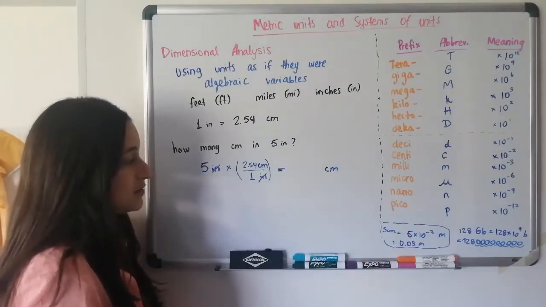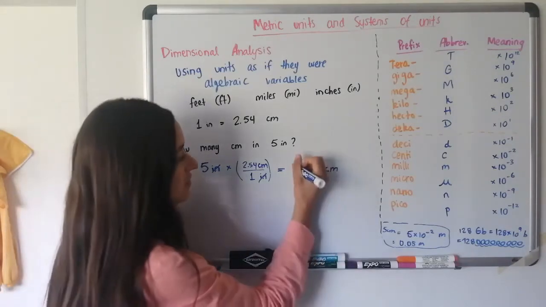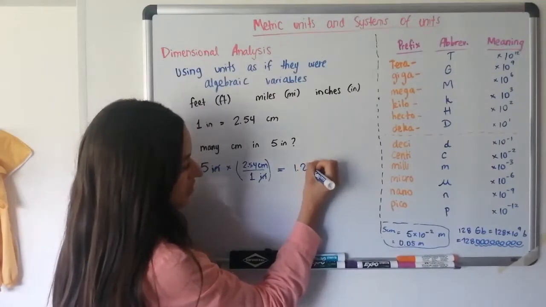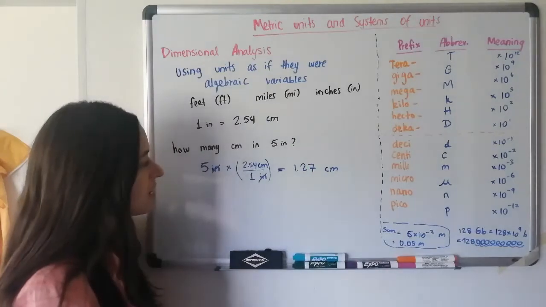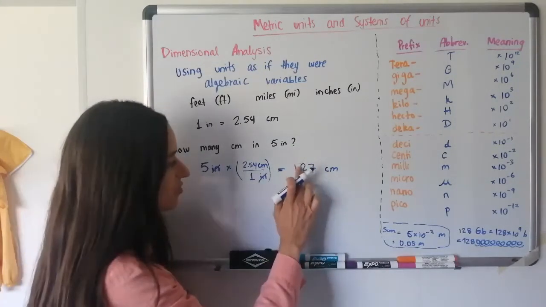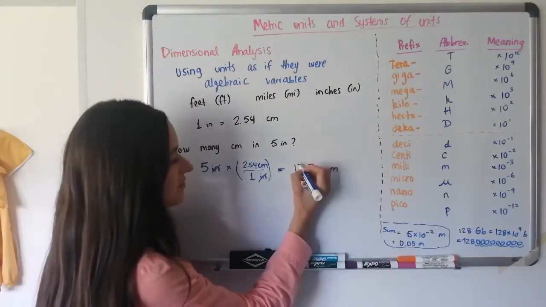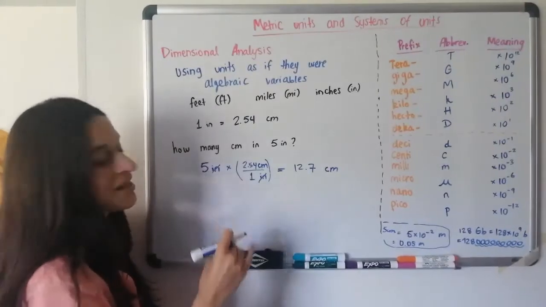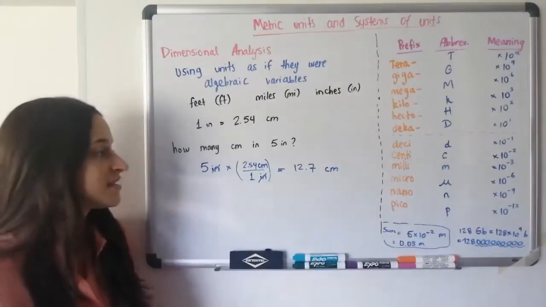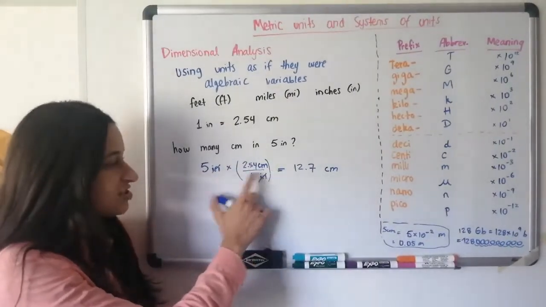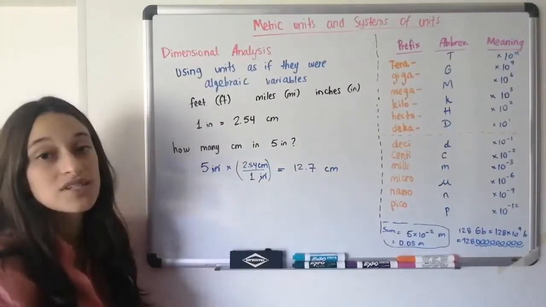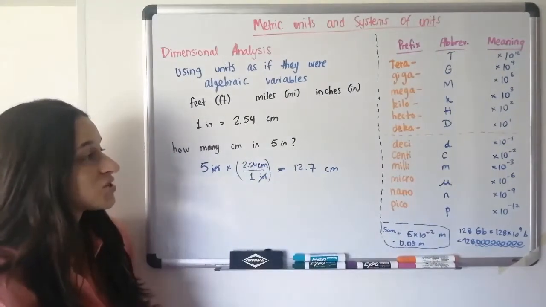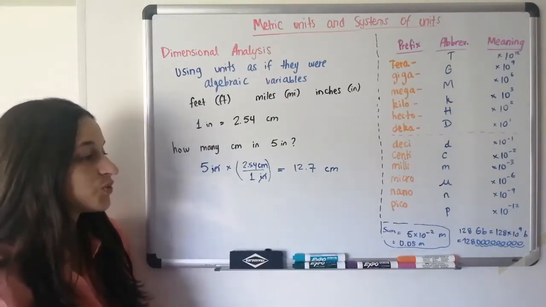That is 1.27. I think you can check it in your calculator if I made a mistake. Sorry, 12.7. Yeah, you can check. I'm not sure, but that's not the point. The point is that the multiplication lets you cancel out the units to get the units that you want. So this was a simple one. We can do one that's even harder.